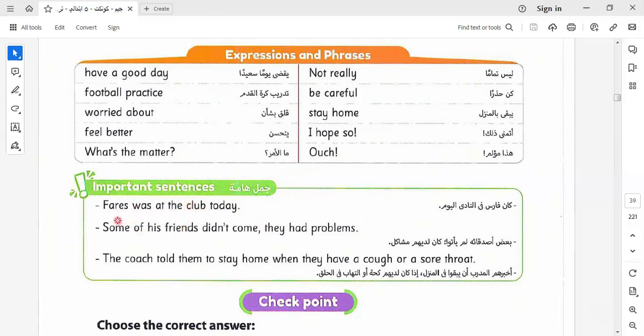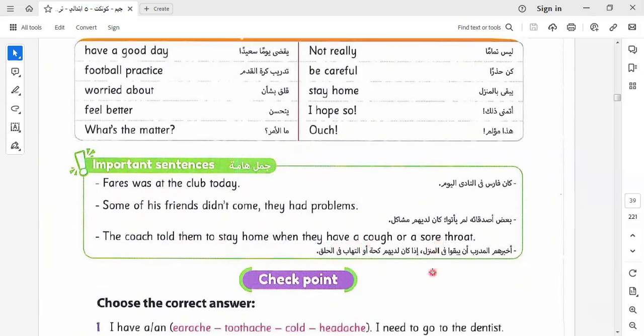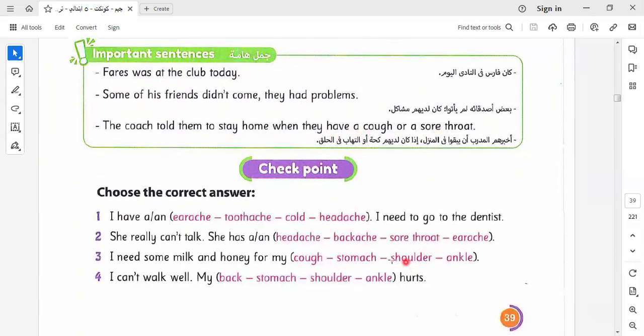Okay, here's some important sentences in this part. Ferris was at the club today. Some of his friends didn't come. Why didn't they come? They had problems. The coach told them to stay home when they have a cough or sore throat. Let's answer this question together.